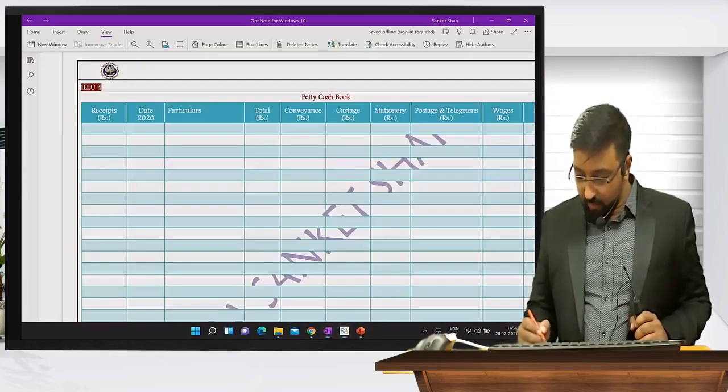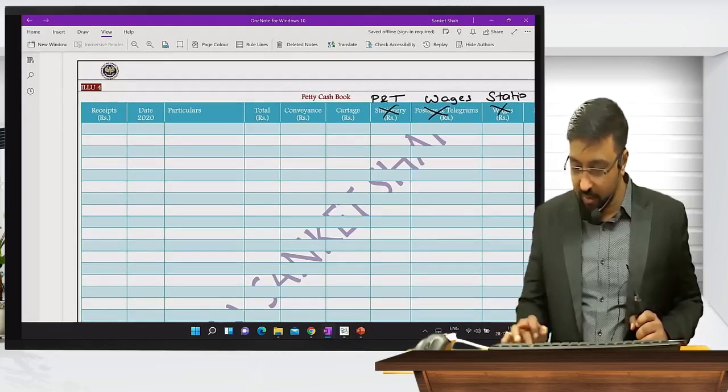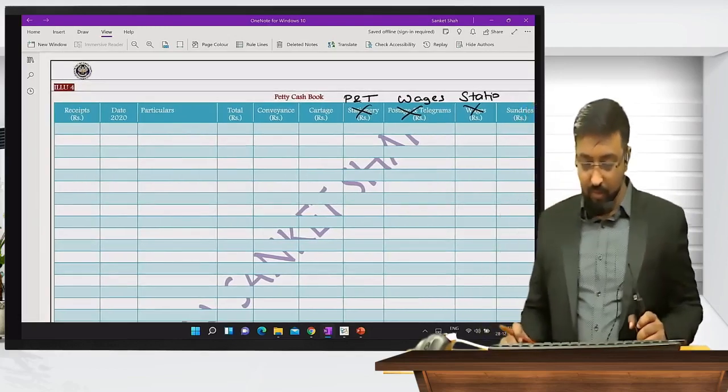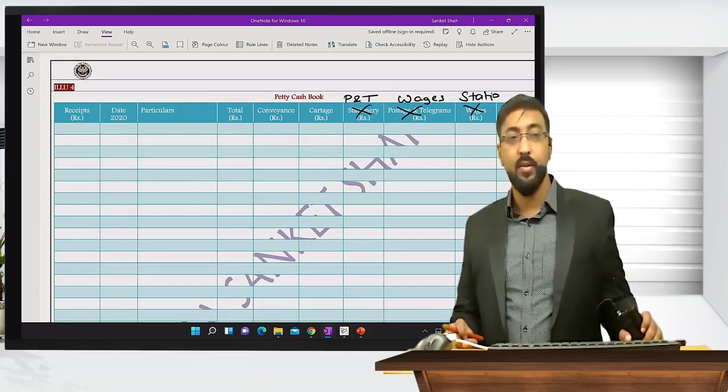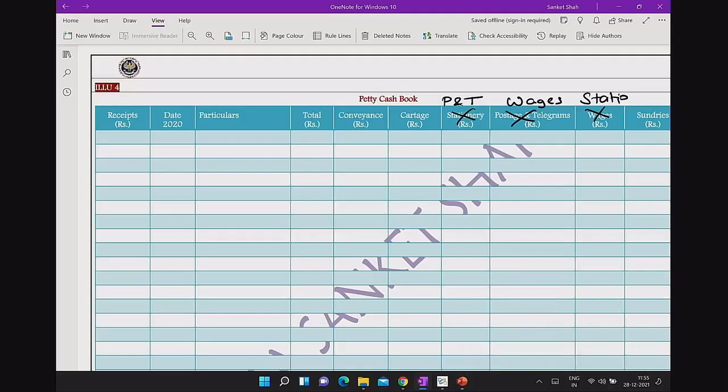So on number 3 we have postage and telegram, then we have wages, and then we have stationery and sundries. Voucher number, I skip, no need. So write down receipts. How many columns? Receipts, date, particulars, total, conveyance, and always draw right to left, so you'll understand the space. Otherwise you can take it on two pages if your handwriting is big. Chalo, let's start.